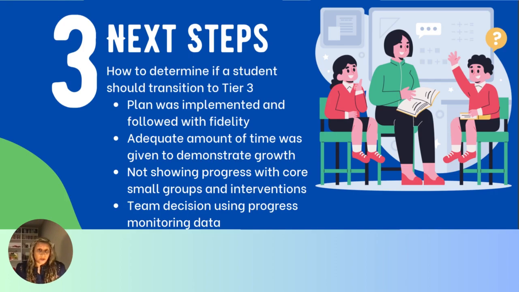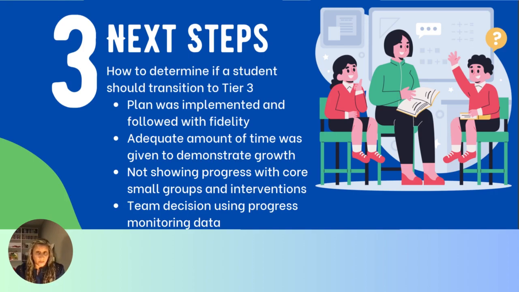So, what do we do if a student is not showing significant growth on the data at Tier 2? Well, first, we're going to take a look at the Tier 2 instruction. We need to make sure that the plan that was established was implemented and followed with fidelity. We also want to take a look at the progress monitoring and make sure it was completed in a timely manner.